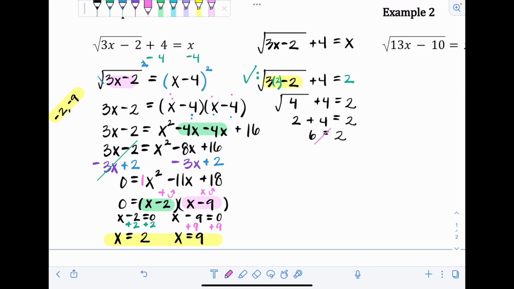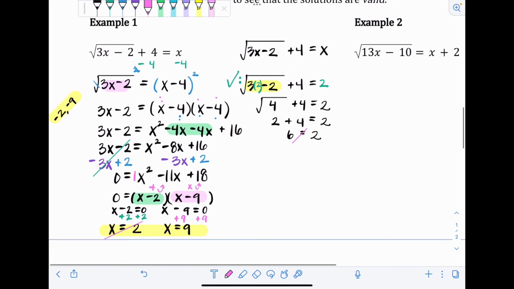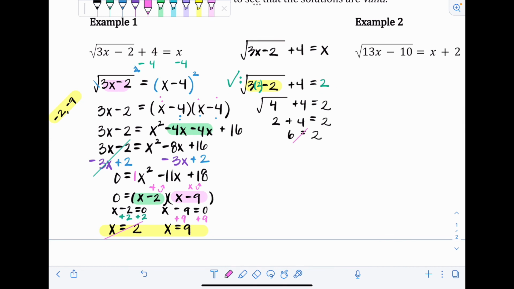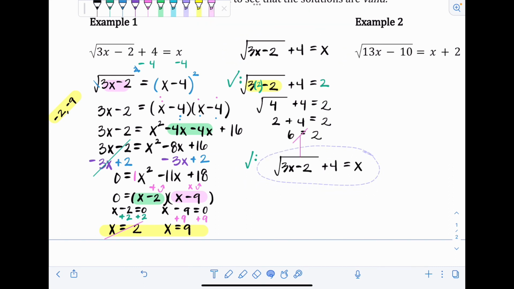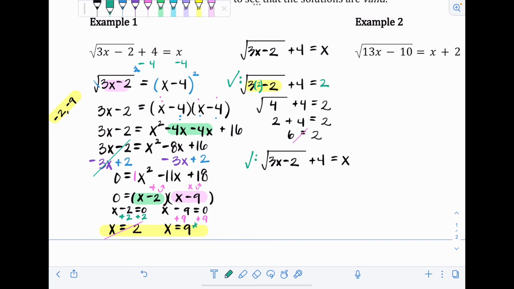You may be asked specifically what is the extraneous solution, and you would want to identify that 2 is an extraneous solution. It is possible in rare cases that they both are extraneous, so you always want to check for both. So we'll check the second one. Just going to copy this again. And then the second solution was 9. So I'll check 9 next.